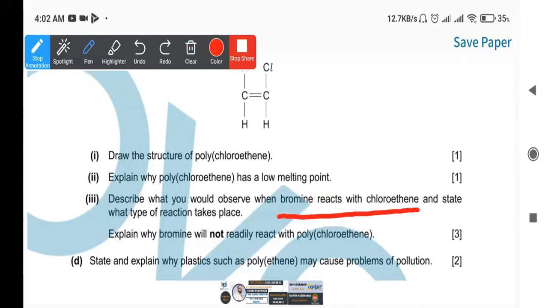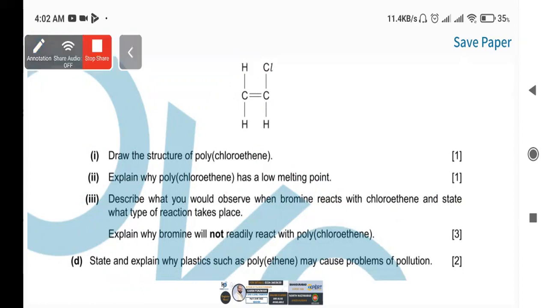Okay, bromine reacts with chloroethene. We've already discussed, because here is a double bond, so bromine will get decolorized. Bromine will not react with polychloroethene because in polychloroethene, the double bond is broken and we will get all single bonds, right? Okay. Now let's go to the next question.